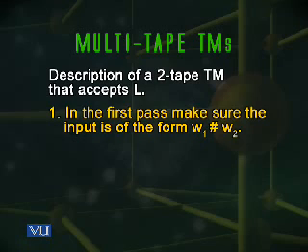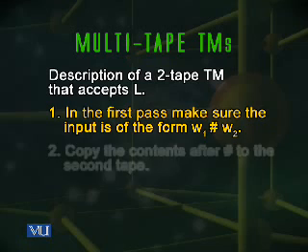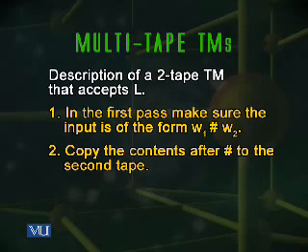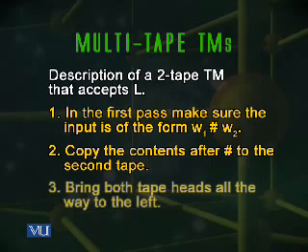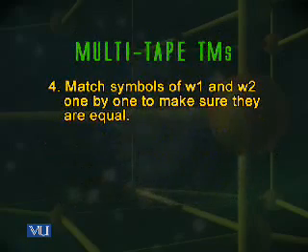In the first pass, we make sure that the input is of the form W1 hash W2. In the second pass, we copy the contents after the hash symbol to the second tape. Now we bring both the tape heads all the way to the left. Now we match the symbols of W1 and W2 one by one and make sure they are equal. Of course, this is a much more natural way of solving this problem. So the description of this two-tape Turing machine is much simpler than that of a one-tape Turing machine.